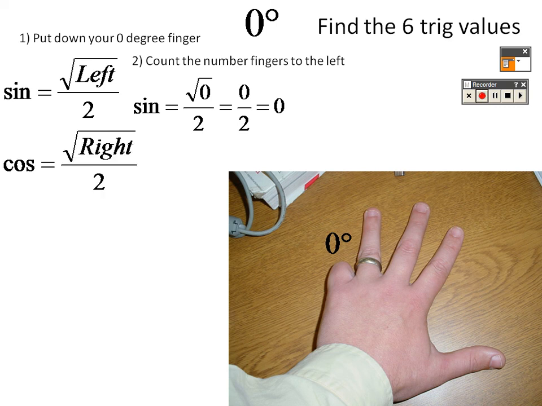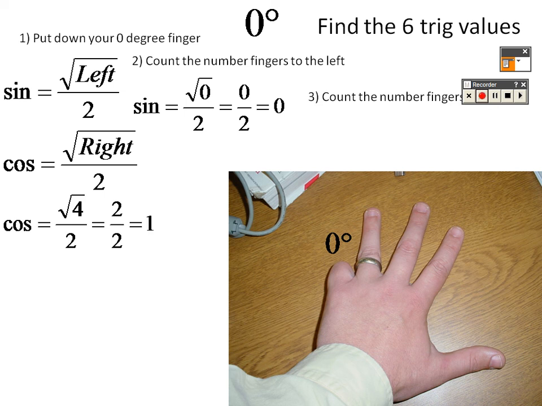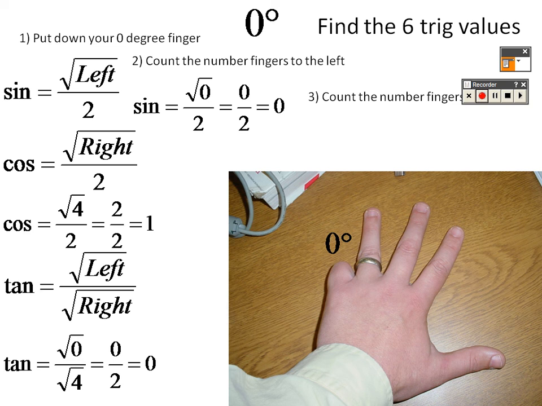Cosine is square root of the right over 2. You count the number of fingers to the right. There are 4 fingers to the right. Root 4 is 2. 2 divided by 2 is 1, so cosine is 1. Tangent is the square root of the left, which is 0, over the square root of the right, which is 4. That's 0 over 2, which is 0.